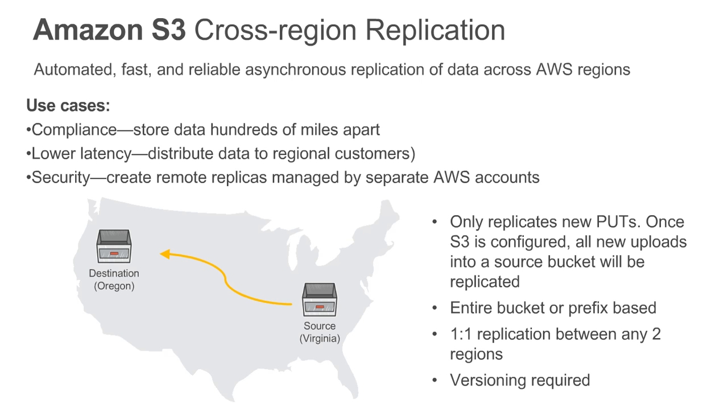So with cross-region replication, we've already talked about this. This really gives you the ability to replicate objects in a bucket from one AWS region to another. So as objects are put into that one bucket, they're automatically replicated. It's a one-to-one replication between two regions. And one of the requirements is you need to have versioning enabled on both of those buckets.